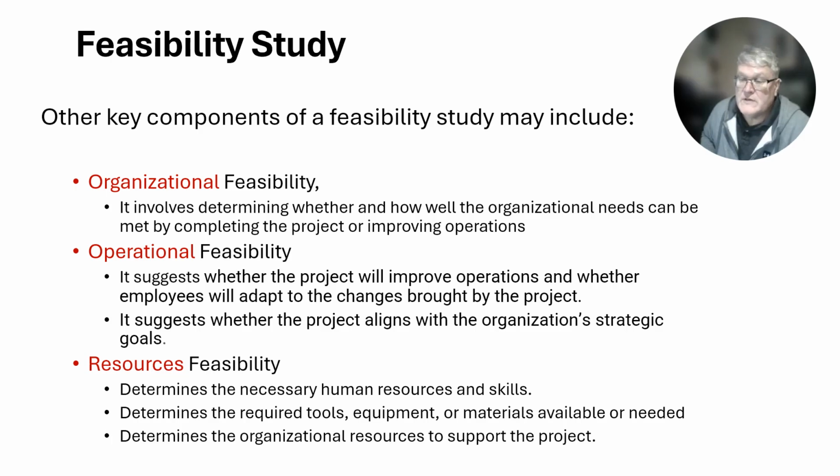The operational feasibility: just because you want to do something doesn't mean that the structure of the organization, policies and procedures, equipment, even the people are in place to be able to have an effective outcome. And then resources feasibility. Money's obviously a consideration. The human resources, the abilities of the people and their skills, tools, equipment, and other resources are also a consideration.